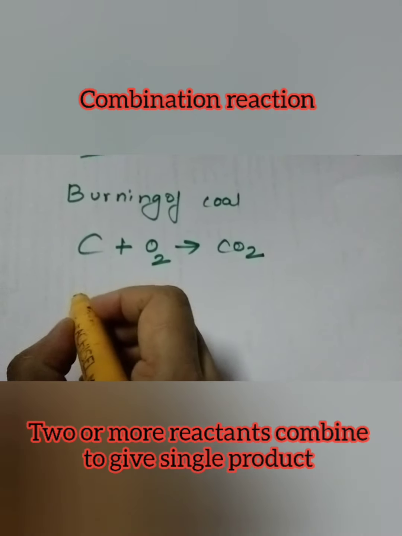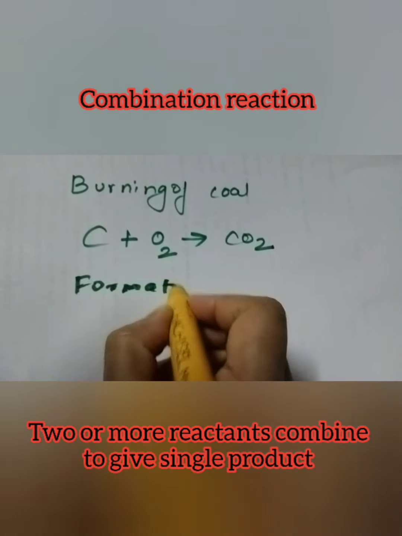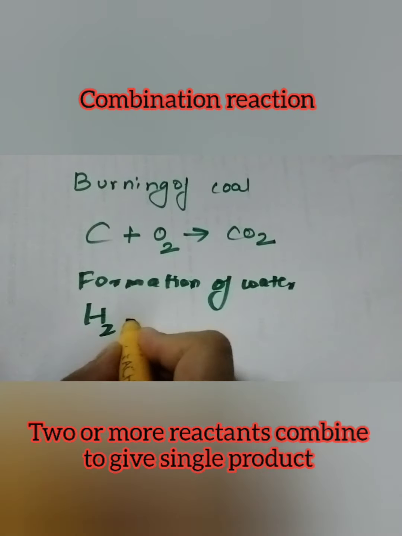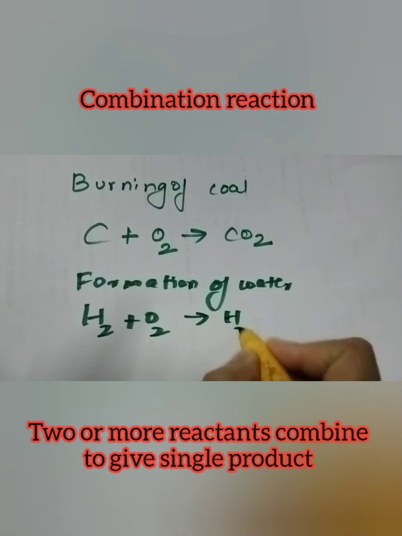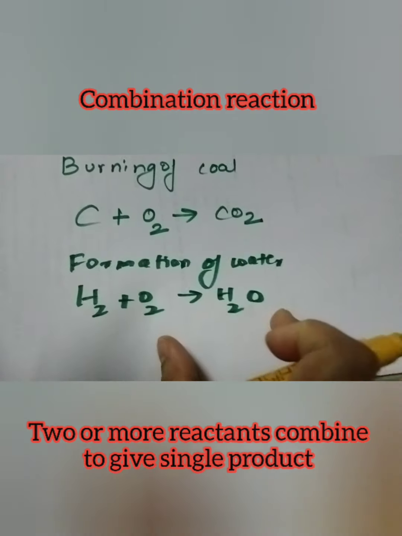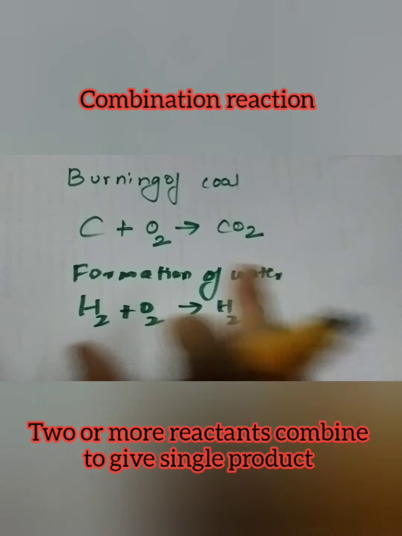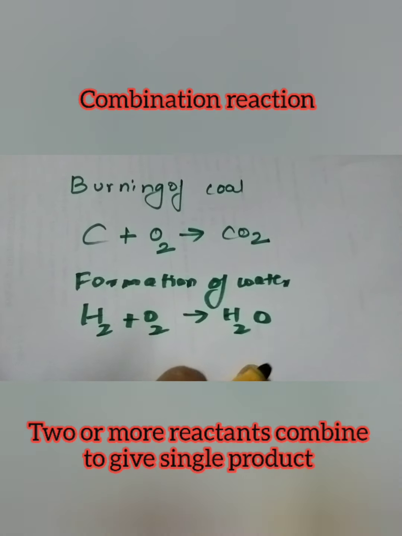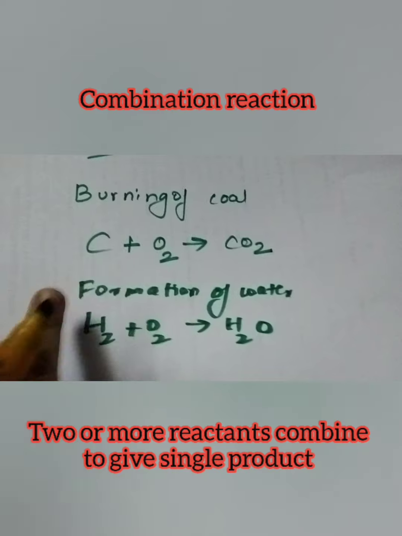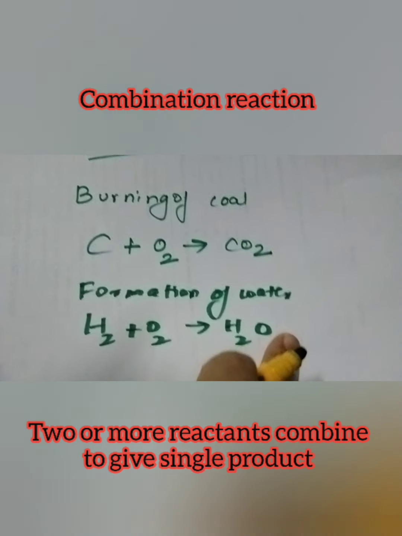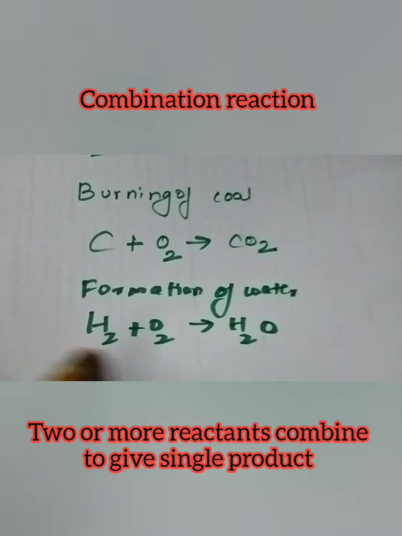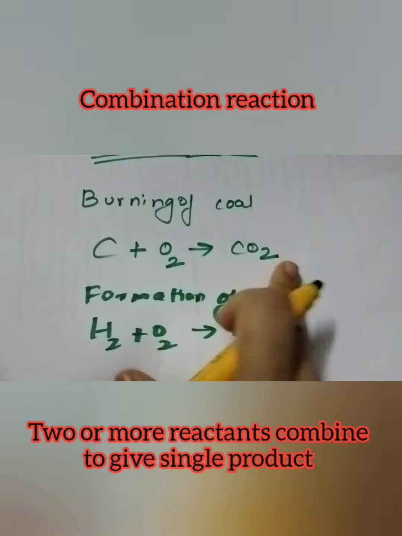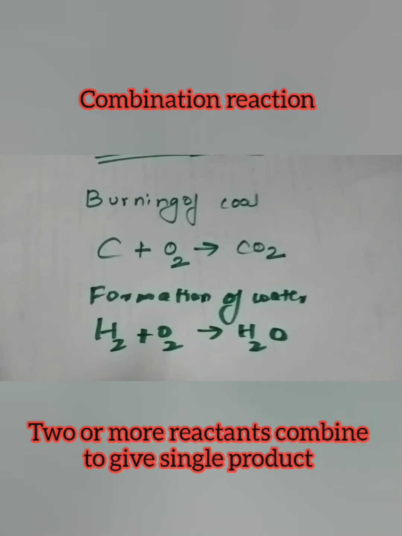Similarly, you can take one more example, formation of water. Here, hydrogen H2 plus oxygen will give you H2O, that is two reactants combine to give a single product. So in short, the combination reaction is where two or more reactants combine to give a single product. Here the single product is carbon dioxide, over here the single product is water.